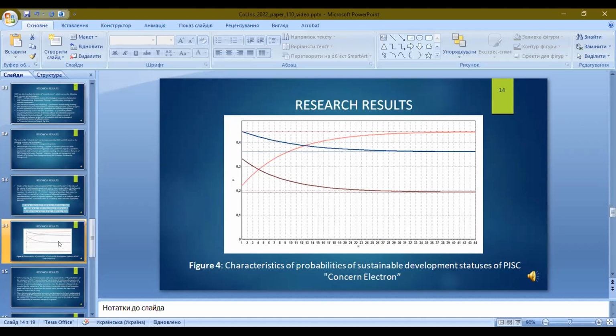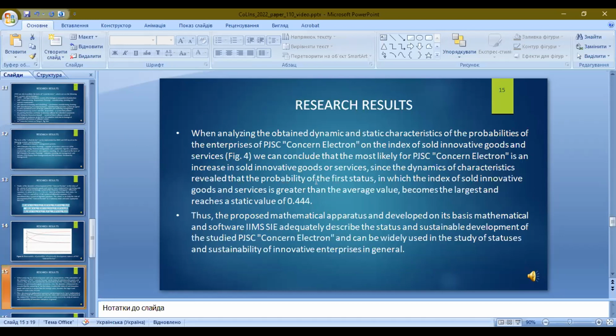On figure four, when analyzing the obtained dynamic and static characteristics of the possibilities of the enterprise, joint stock company concern Electron, on the index of sold innovative goods and services, we can conclude that the most likely for concern Electron is an increase in sold innovative goods and services, since the dynamic of the characteristic of goods and services is greater than the average value, becomes the largest, and reaches a static value of 10444.